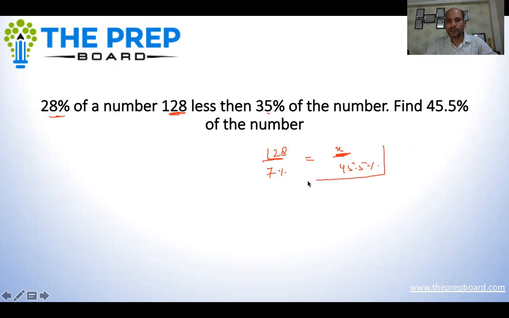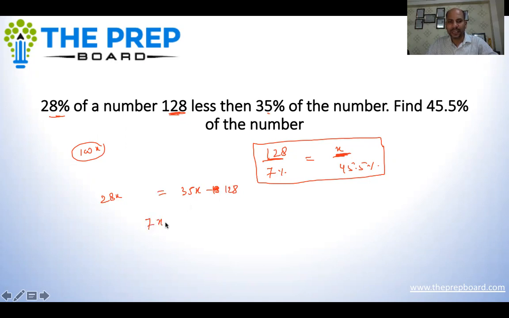Even if we solve this question by the normal method, let the number be x. Letting the number be x, we assume 100x. So we solve this like 28x and 35x. This is the difference between these two numbers, meaning 128. We have to subtract from this number to get this. Here we get that 7x equals 128. x equals 128 upon 7.